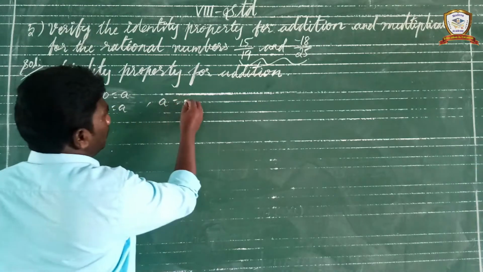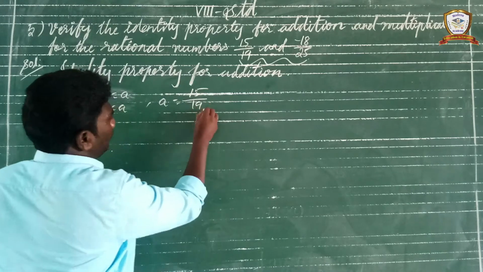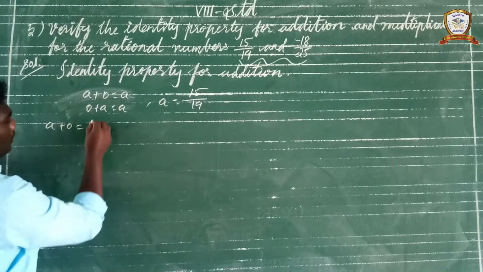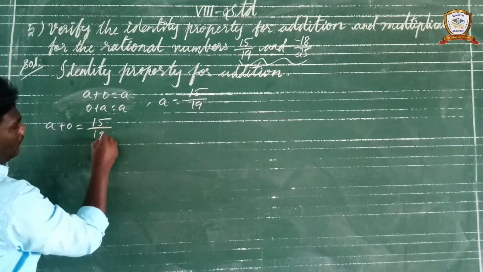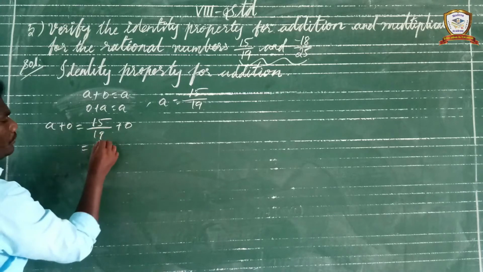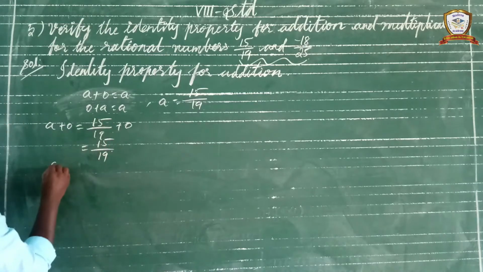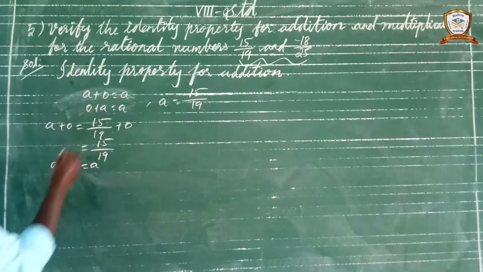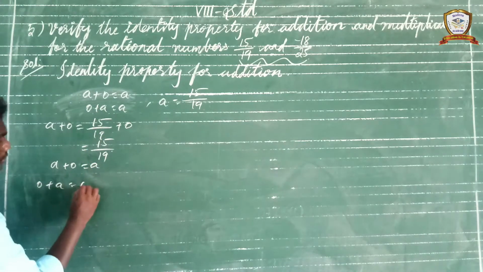So here a, first you take 15 by 19. So first you take LHS. A plus 0 is equal to a. Here what? 15 by 19 plus 0. Given any number, add 0 means the same number. So 15 by 19 only. Therefore here a plus 0 is equal to a. Okay, are you clear?